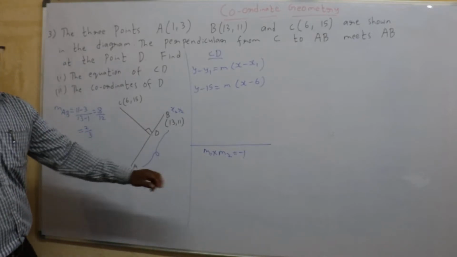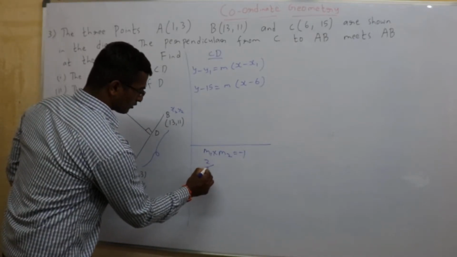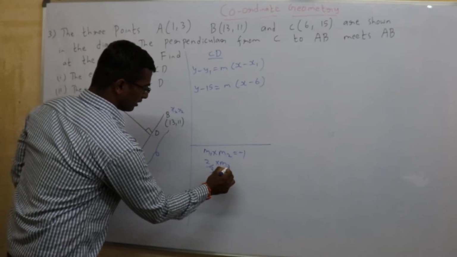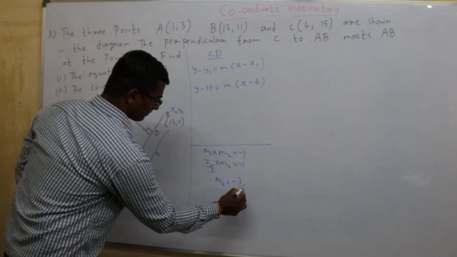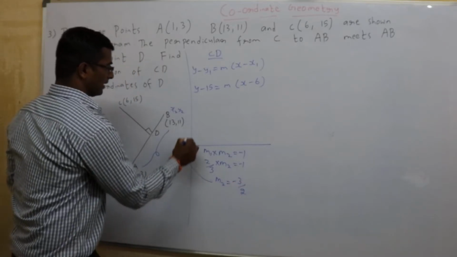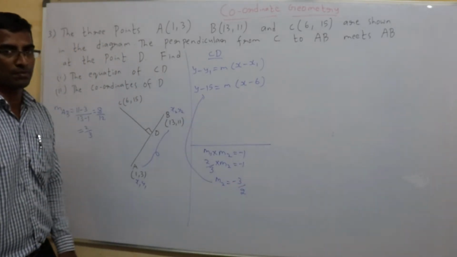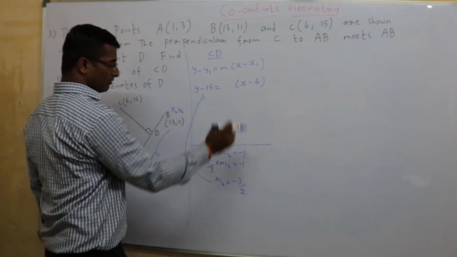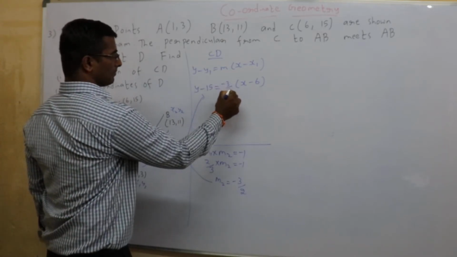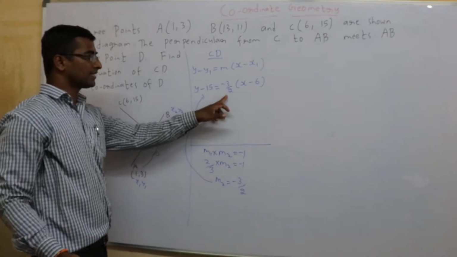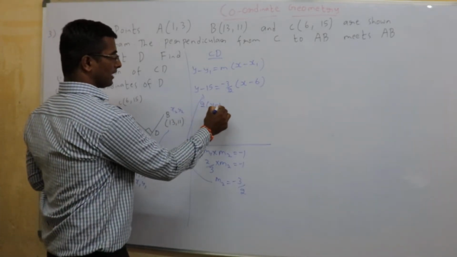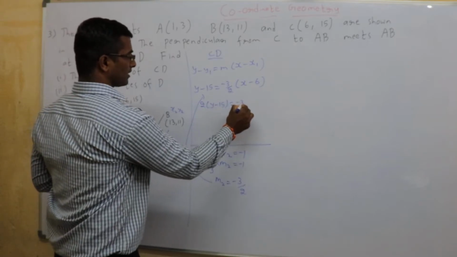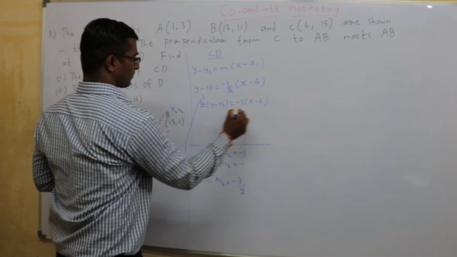Place 2 by 3 here. So 2 by 3 into m2 equal to minus 1. So my m2 equal to minus 3 by 2. Replace it here. So in place of m, minus 3 by 2. It's a fraction, so send 2 to the other side. So it is 2 into (y minus 15) equal to minus 3 into (x minus 6).